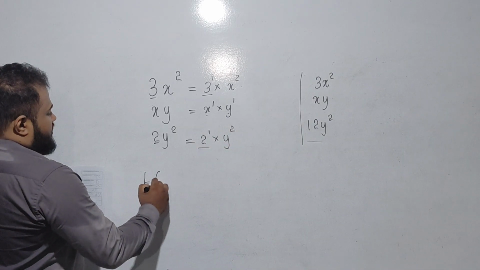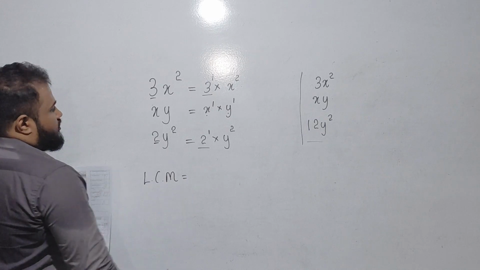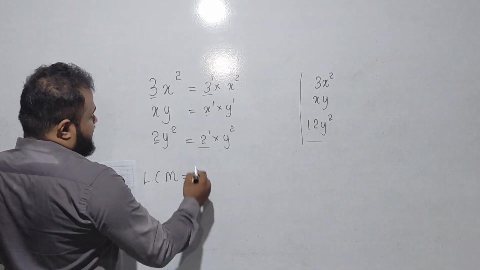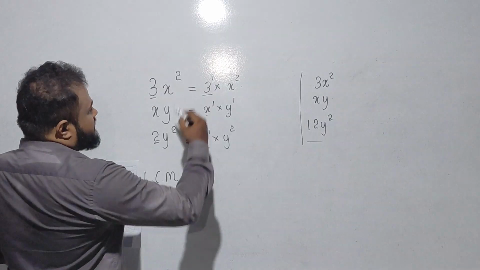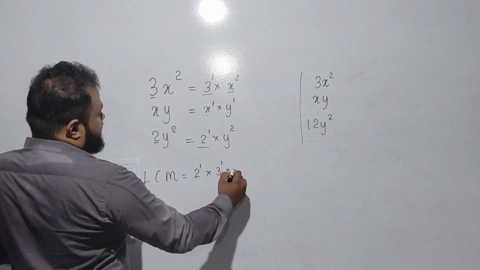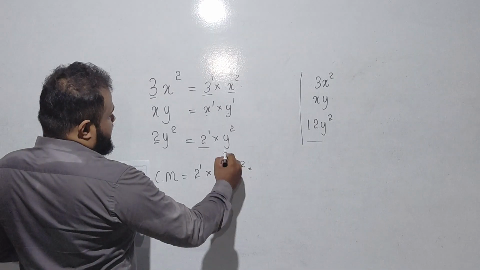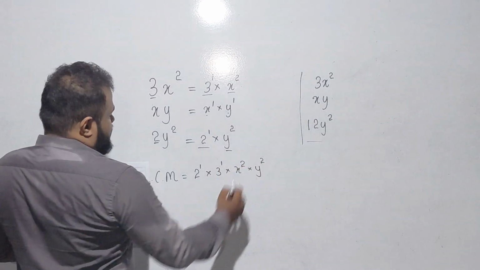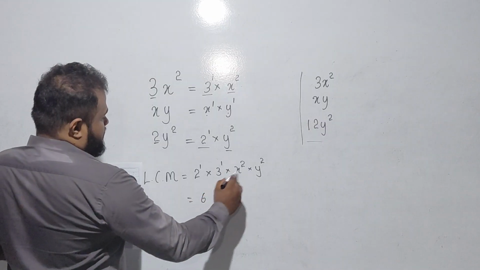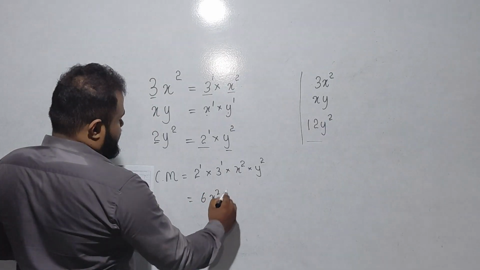So what is the least common multiple? From those different factors, 2's highest factor is 2 to the power 1, 3's highest factor is 3 to the power 1, x's highest factor is x to the power 2, y's highest factor is y to the power 2. So we are getting 2 into 3 is 6, x squared, y squared.